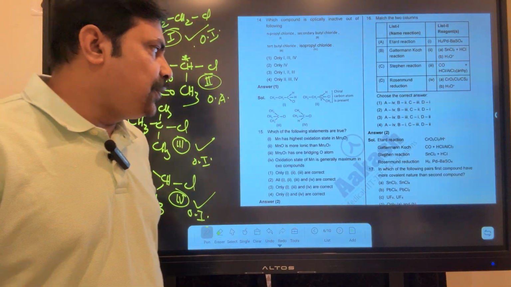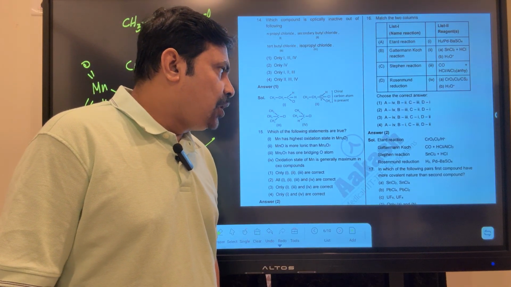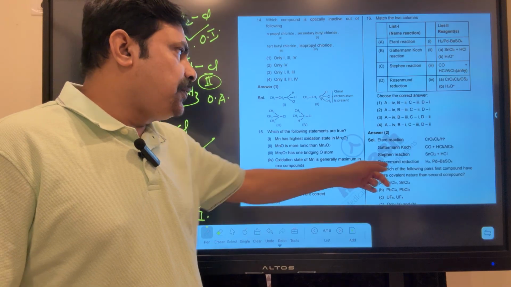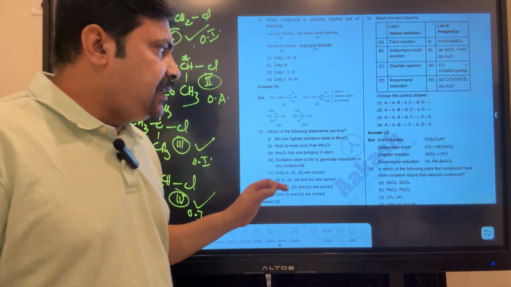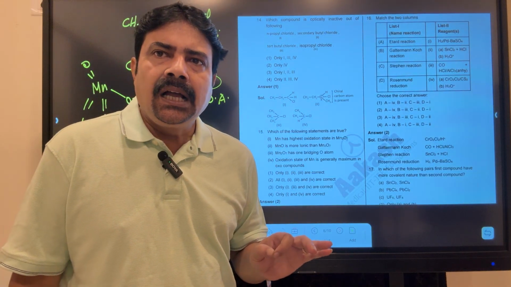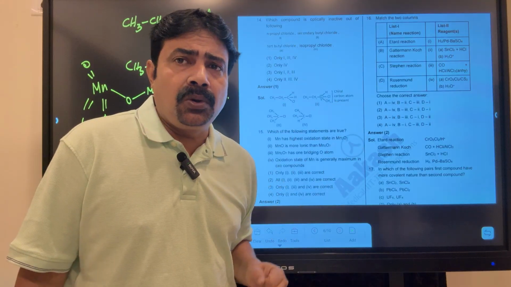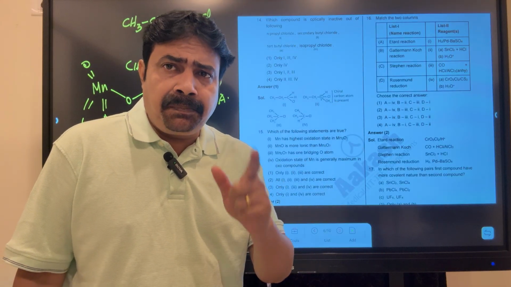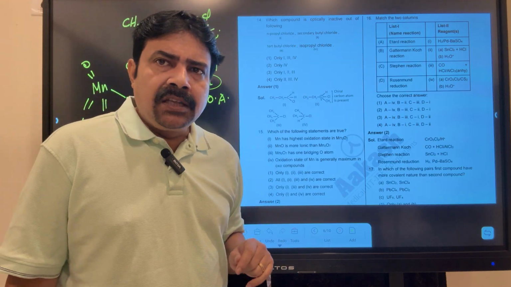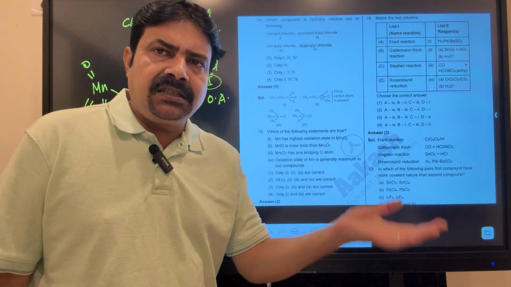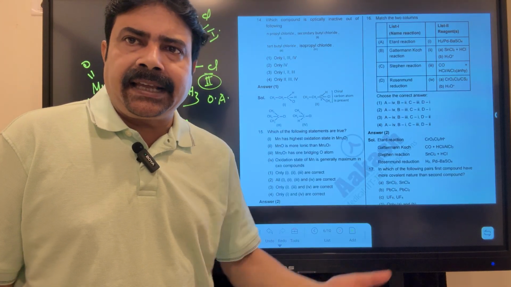SnCl2, SnCl4, PbCl4, PbCl2, UF6 and UF4. They are asking in which of the following pairs the first compound is more covalent in nature. The idea is, if the metal ion is present in a higher oxidation state, then polarization power will be more. This is Fajan's rule number 1. If the polarization power of the cation is more, it polarizes the electron density from the anion towards itself, sharing of electrons will be more, and covalent character will be more.